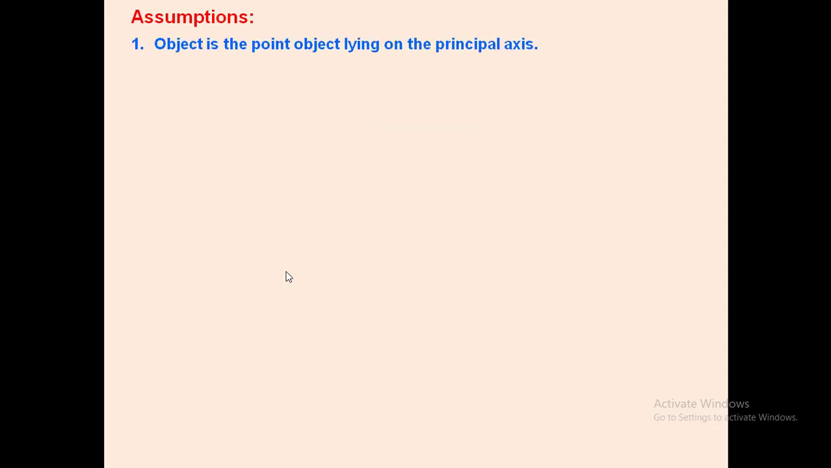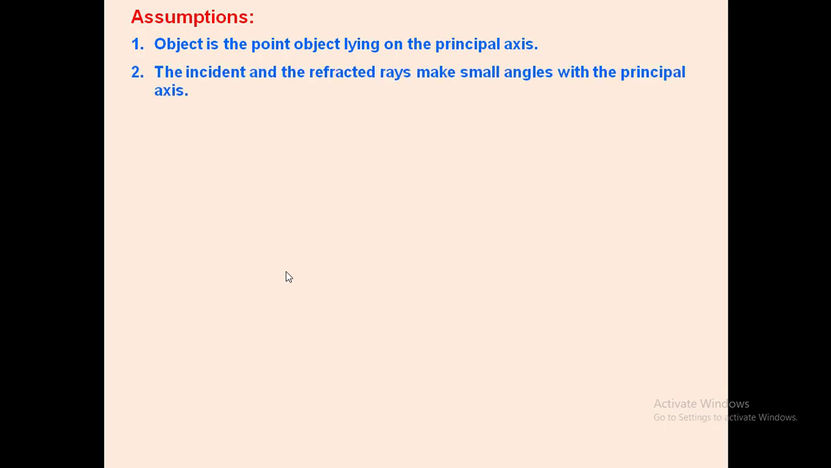Assumptions. The object is a point object lying on the principal axis. So whatever object you are going to consider, its size is considered as just a point, so it is called a point object. Always it will lie on the principal axis alone. The incident and the refracted ray make small angles with the principal axis. So this is the second assumption. That means the angle of incidence as well as the angle of refraction will be very small. The aperture, that is nothing but the diameter of the curved surface, is taken small.